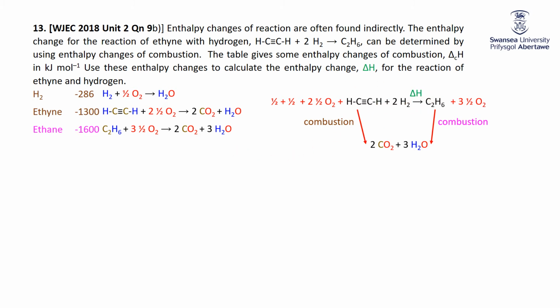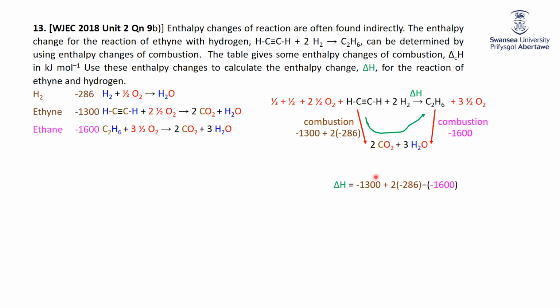Anyway, now it's that nice little cycle, so we'll throw in the numbers. Combustion here, we've got the combustion of ethyne, it's minus 1300, 2 of the combustions of H2, 2 times minus 286. Combustion here, going this direction, is of ethane, so that's minus 1600. But we want to go from here to there. Going directly is delta H. Going indirectly, with a nice little curly hand-drawn arrow, is by this combustion triangle.